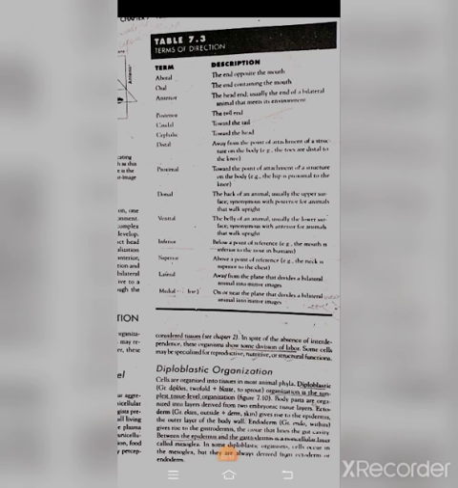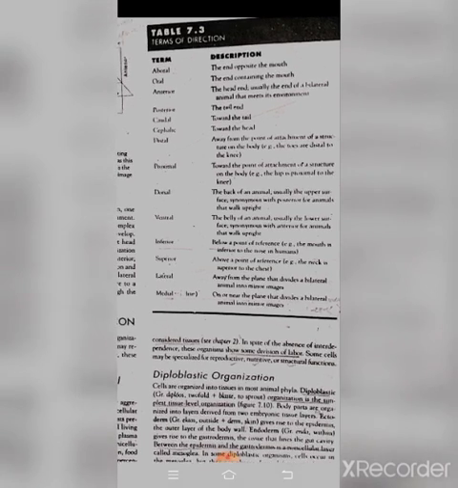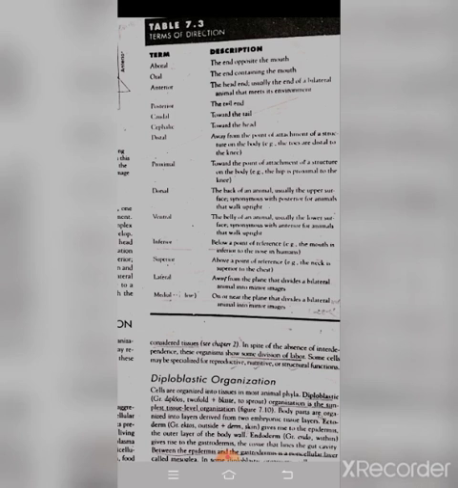7.3 Terms of direction. These terms are for locating body parts relative to a point of reference or an imaginary plane passing through the body. Here is the aboral. The end opposite to the mouth is called the aboral end. Next is the oral. These are the specific terms. The end containing the mouth is called the oral end. Anterior is the head end. Usually the end of the bilateral animal that meets its environment is called the anterior end. The end that contains the head is the anterior, and the tail end is the posterior end.